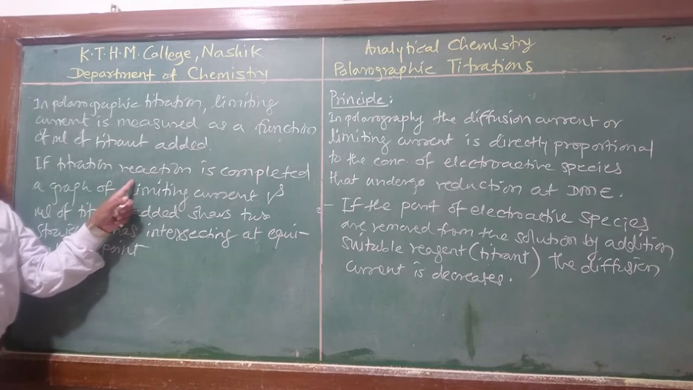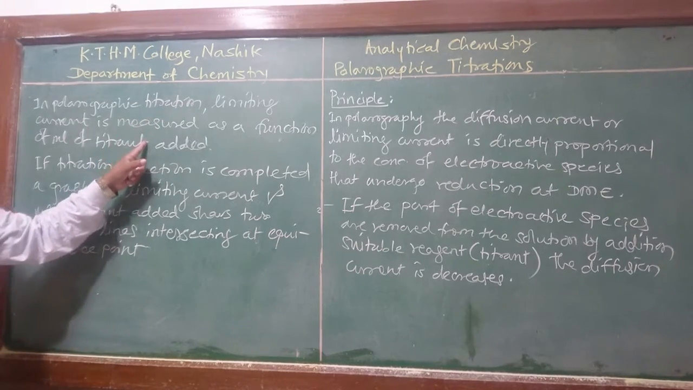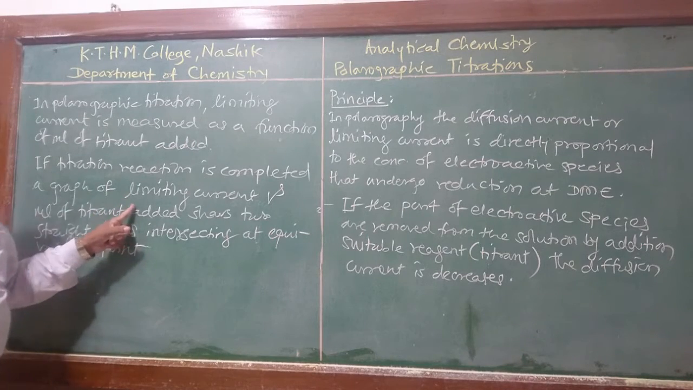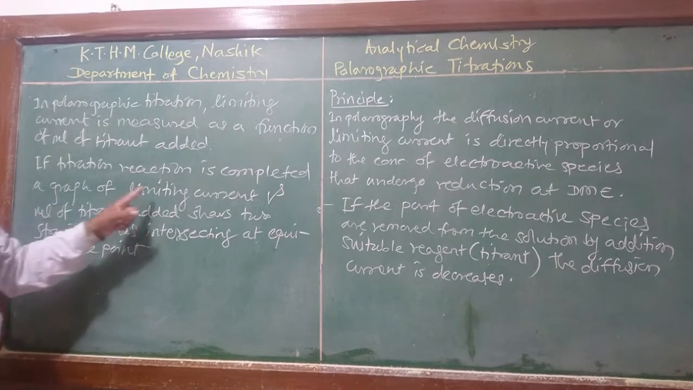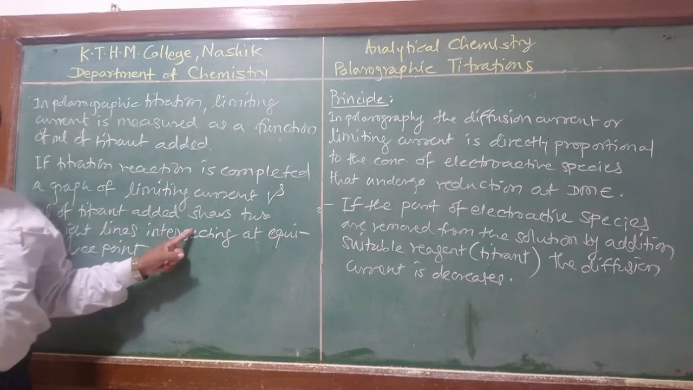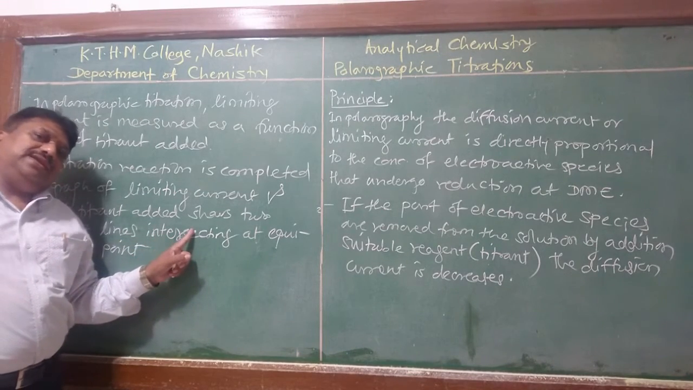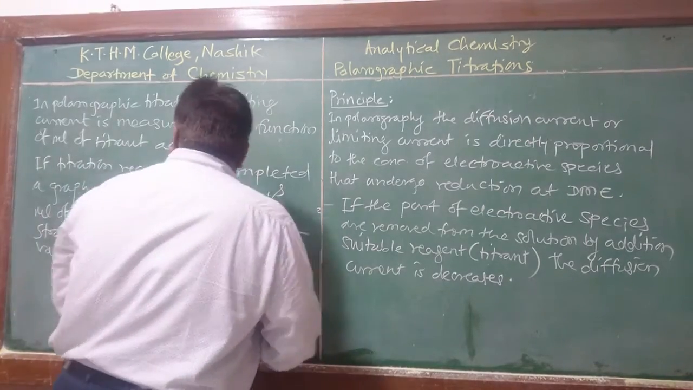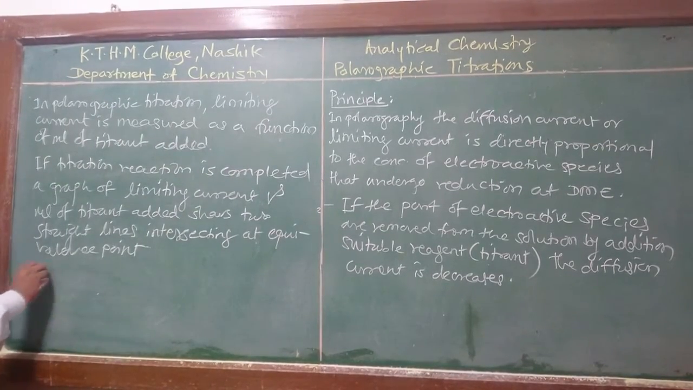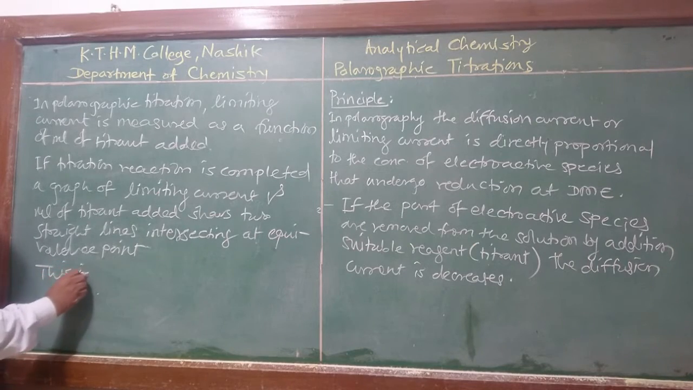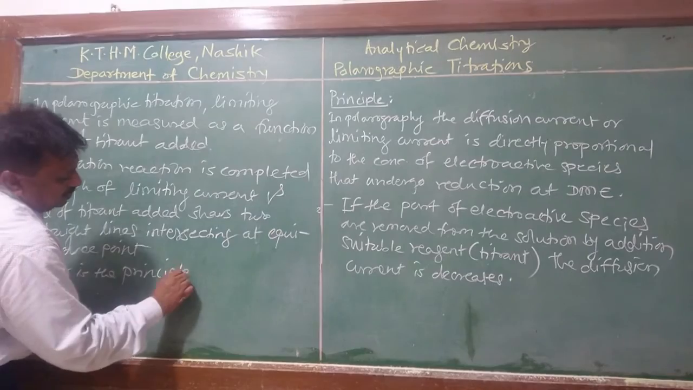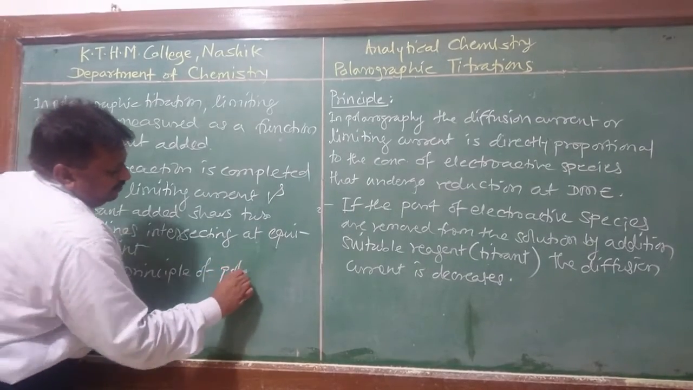Therefore, in polarographic titration, limiting current is measured as a function of ml of titrant added. If the titration reaction is completed, we have a graph of limiting current versus ml of titrant added that shows two straight lines intersecting at the equivalence point. This is the principle of polarographic titration.